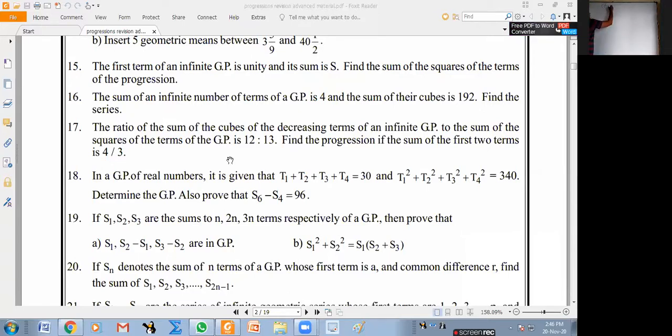So if I take GP as A, AR, AR square, AR cube, so on, and R belongs to the open interval 0 to 1. 12 by 13 is cubes by squares. So A cube plus AR whole cube plus AR square whole cube, so on, by A square plus AR whole square plus AR square whole square, so on. And the first two terms, also A plus AR is 4 by 3.